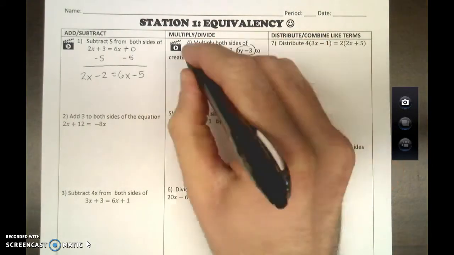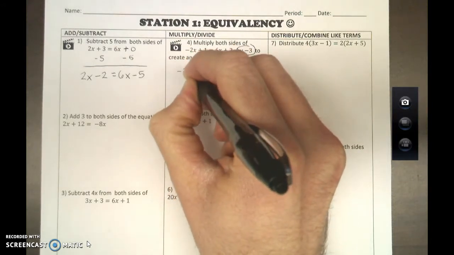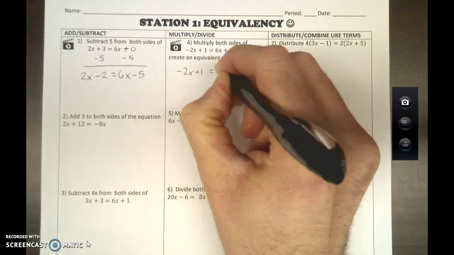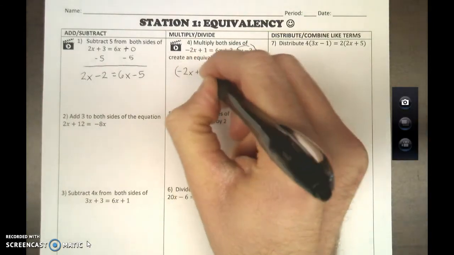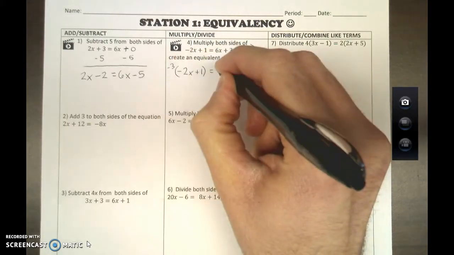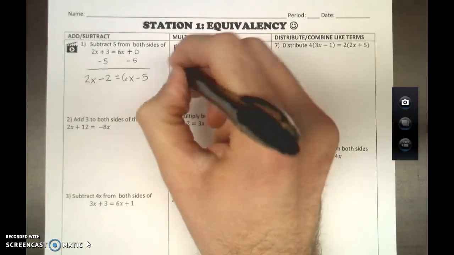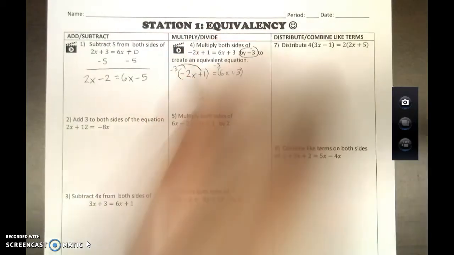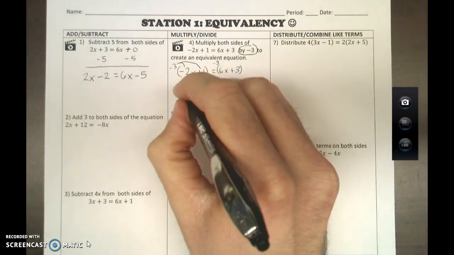So negative 3 times negative 2 is 6x. So I'm going to actually write this over so I can see exactly what I'm doing. So I'm multiplying this side by negative 3, and I'm multiplying this side by negative 3. So now it's just distributing, and you guys are really good at distributing. So negative 3 times negative 2x is positive 6x.